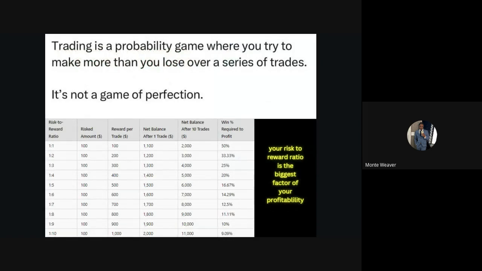Next, trading is a probability game where you try to make more than you lose over a series of trades. It's not a game of perfection, right? So I said this on the last call. It does not matter how much money you make. It does not matter how much money you win. You can make $100,000 when the market opens up tomorrow. But guess what? If you take 3 trades and your stop loss is 30,000, right? And you lose 3 trades in a row, you're back down to 10,000.